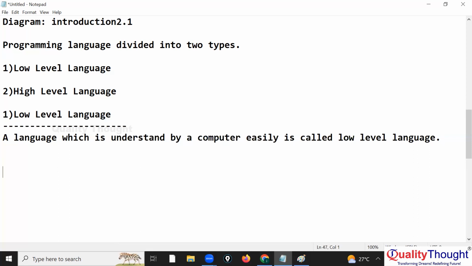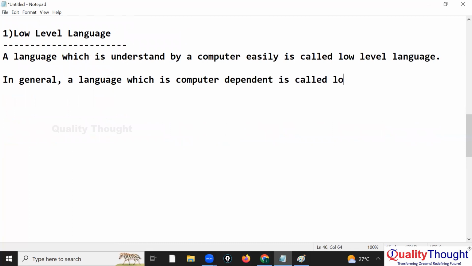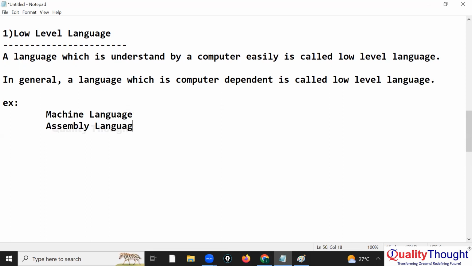So tell me, low level language, who will understand? Computer will understand. In general, a language which is computer dependent is called low level language. So tell me, user dependent or computer dependent? Computer dependent, because computer will understand. So the best example I will give you, machine language. You can say assembly language. These are the best examples of low level language.